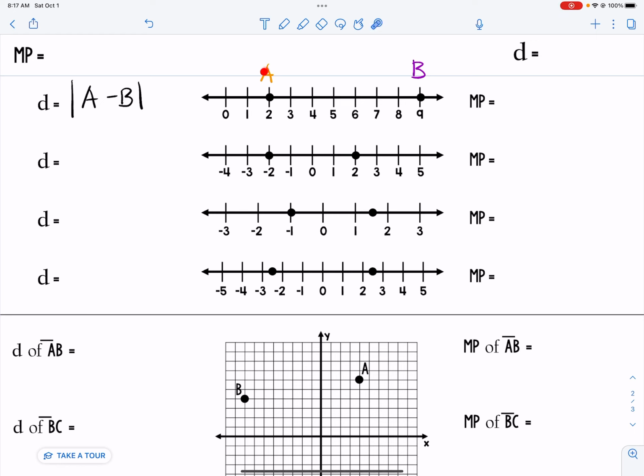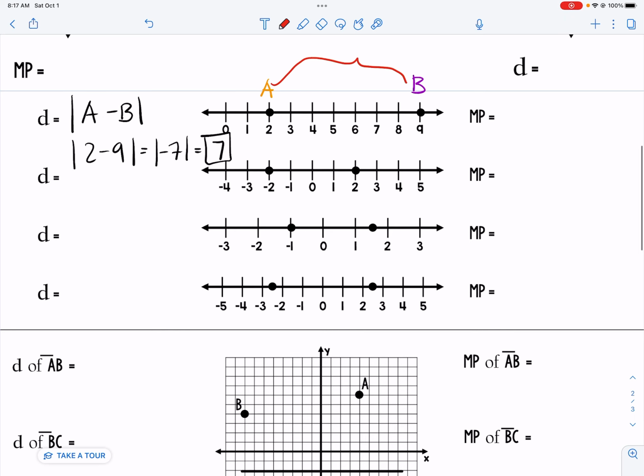My A value right here is 2. My B value is 9. So we'll have 2 minus 9, which gives us negative 7. But because it is absolute value, that will become a positive 7. Stating that the distance between A and B is 7 units.